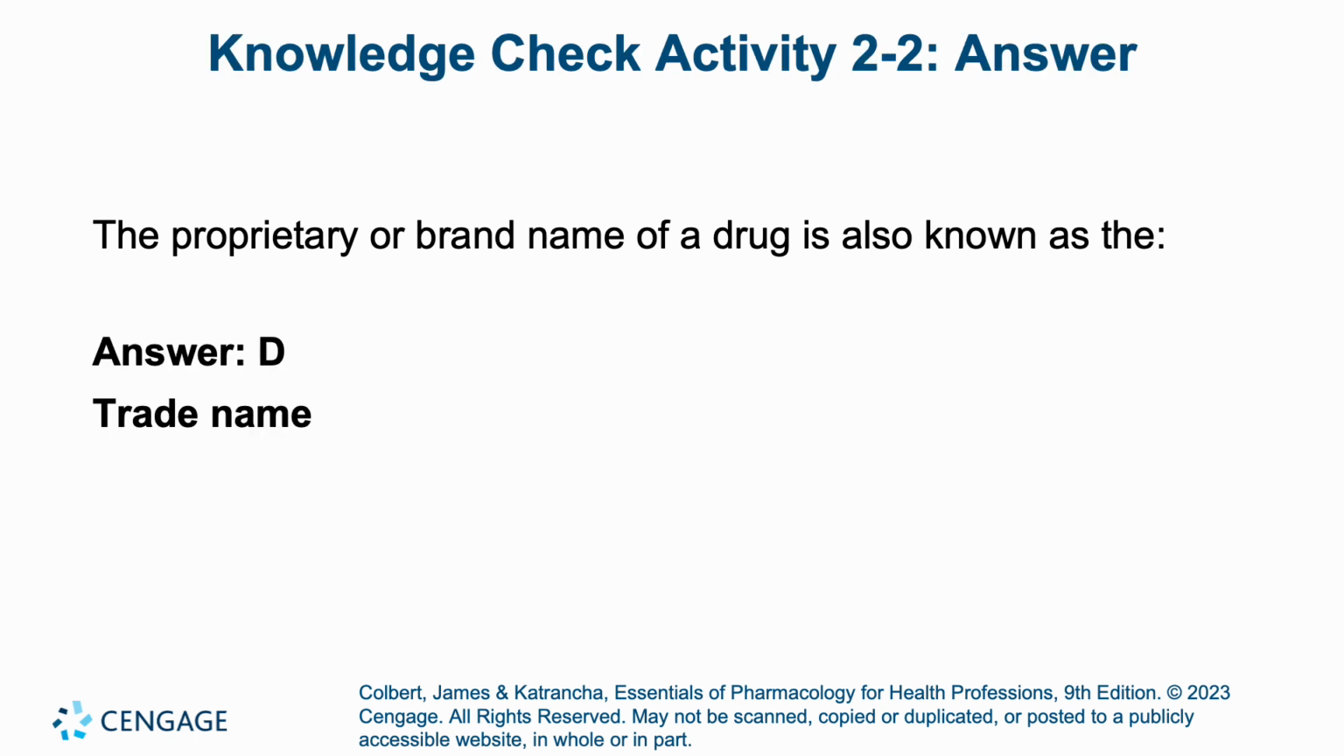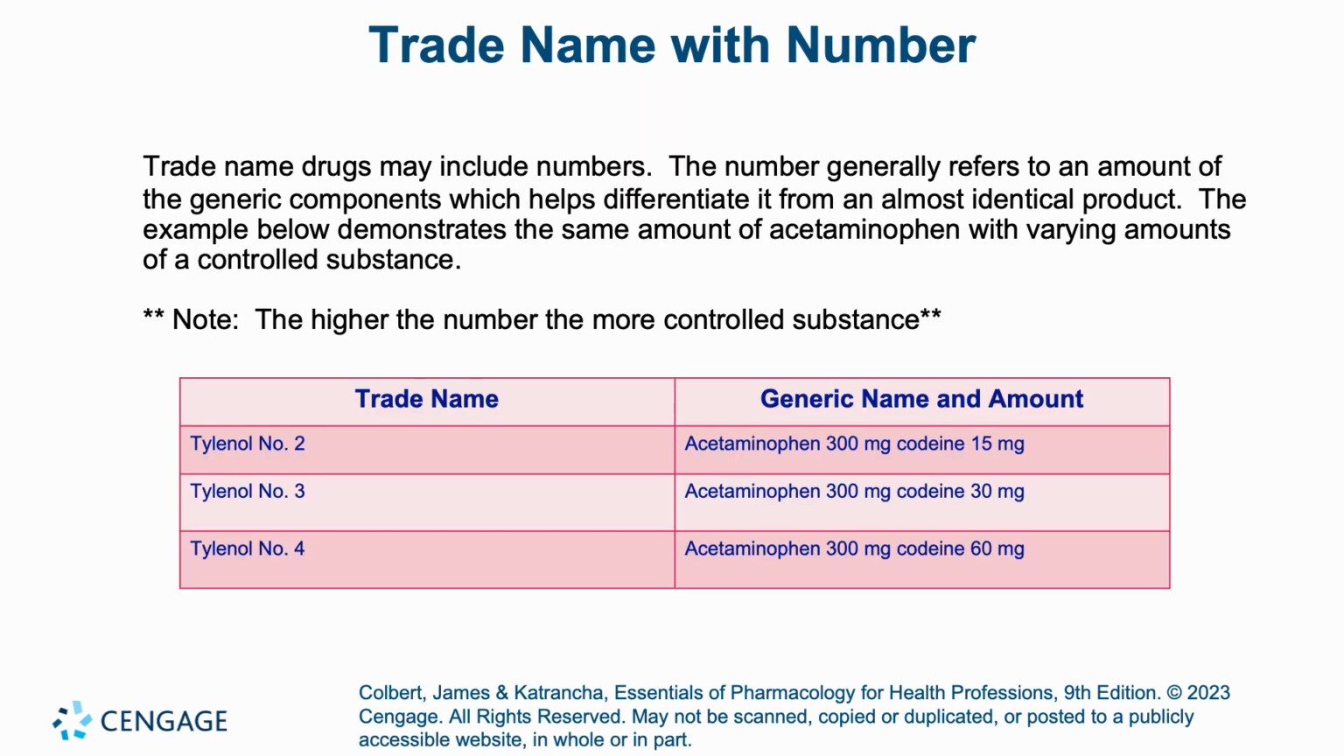And the answer is D, trade name. So if you see a trade name drug with a number, the number generally refers to an amount of the generic components, which helps differentiate it from an almost identical product. There's an example below on this table that demonstrates the same amount of acetaminophen with varying amounts of a controlled substance. A note here, the higher the number, the more the controlled substance.